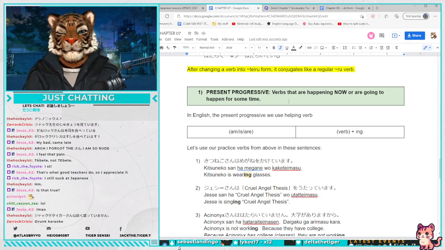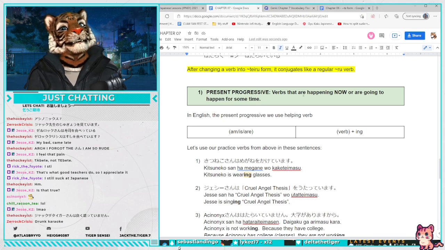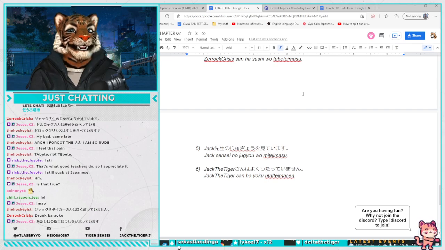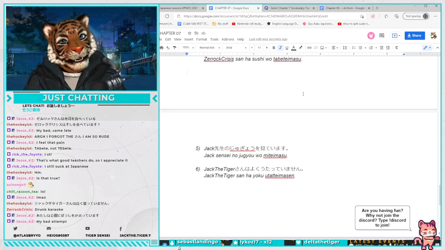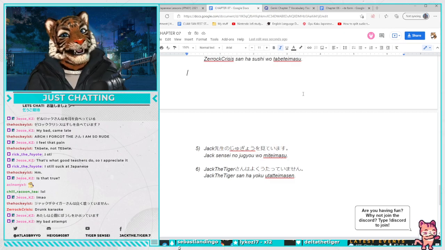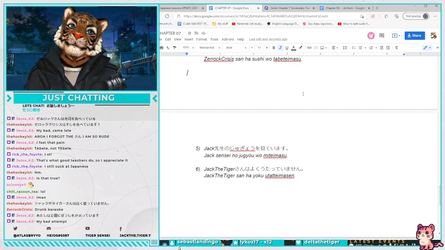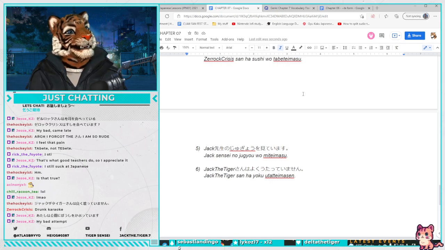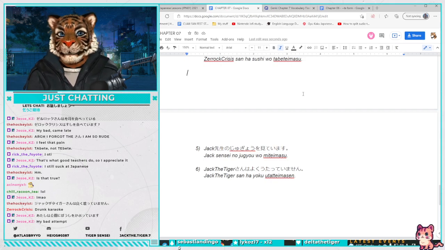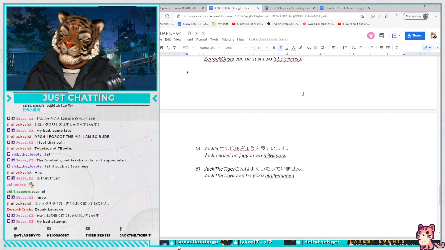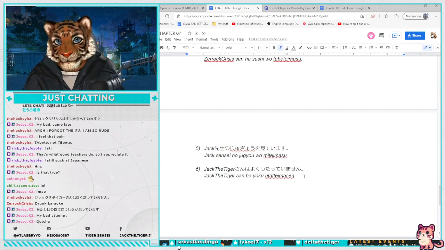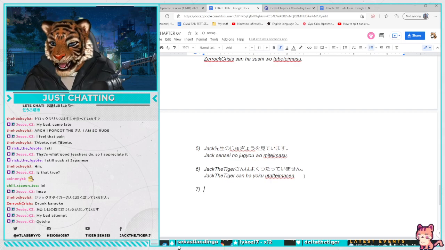If you don't, I did put it here: verbs that are happening now and are going to happen for some time. You could say, I am studying, 日本語を勉強しています. I am studying Japanese. 私は公園に帽子をかぶっています. Because you're at the park, I think 公園で帽子, you're wearing a hat at the park. Probably use particle de.